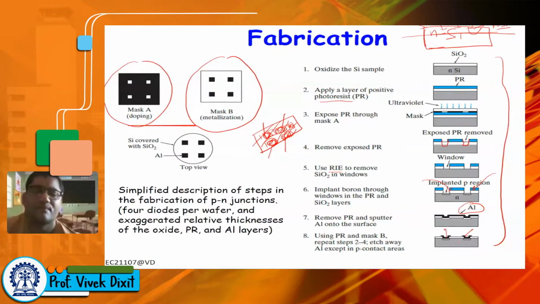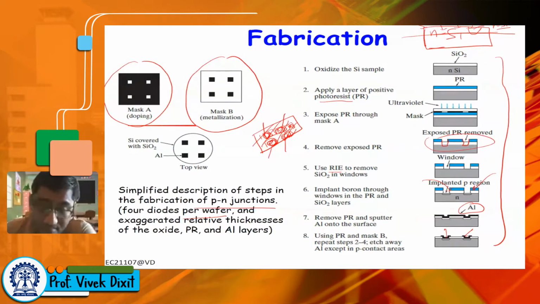This is basically called the front end process, and the metallization and the interconnect are called the back end process. These are just names, so just to be aware of. You see here, this is a simplified description of the steps in fabrication of a PN junction. There are 4 diodes per wafer, and of course these diamonds are not to scale, they are a little exaggerated.